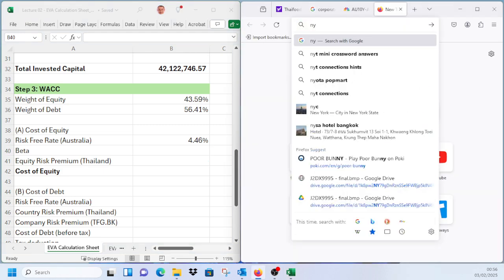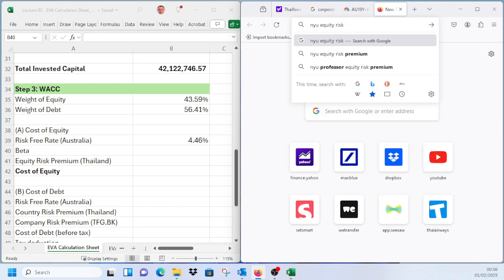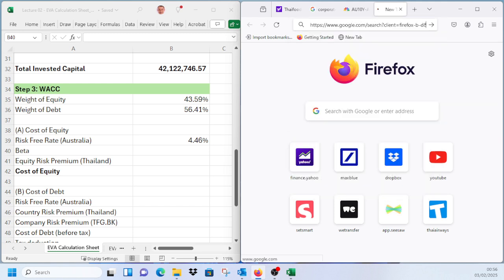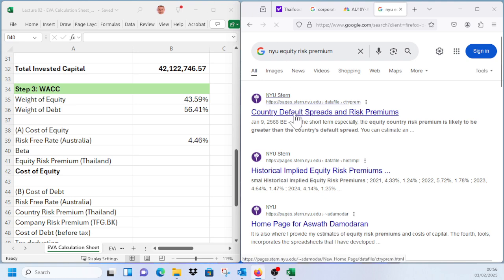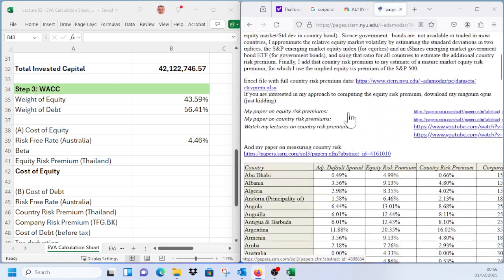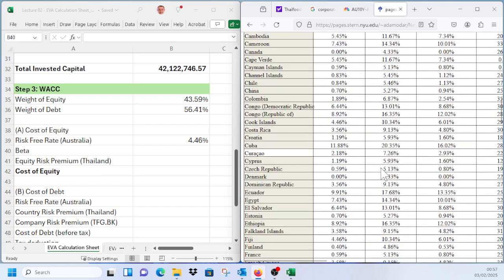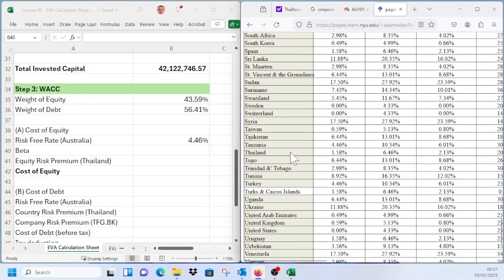So we do NYU, equity risk premium. You see here from Stern School of Business, the website that gives us the risk premiums. And here we see a number of countries, and the second column here is the equity risk premium. So we can scroll all the way down to Thailand, and we can see here the equity risk premium for Thailand as of the latest, which is the beginning of January. Let me just verify this, is 6.46%.